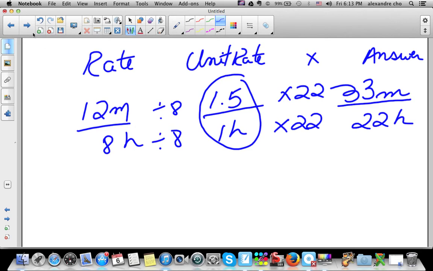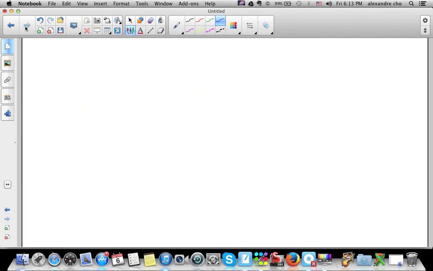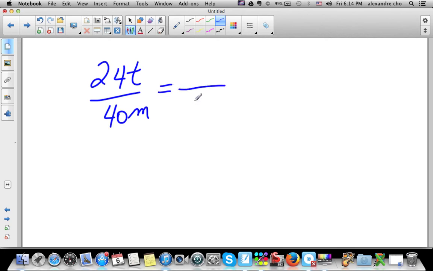Let's see. 9. 9 is the same thing. Tony can build 24 tables in 40 minutes. How many tables can he build in 5 hours? Ooh, careful here. There's a little tricky part here. So let's write our rate, which is 24 T for tables in 40 minutes. So construct 24 tables in 40 minutes, probably small tables.